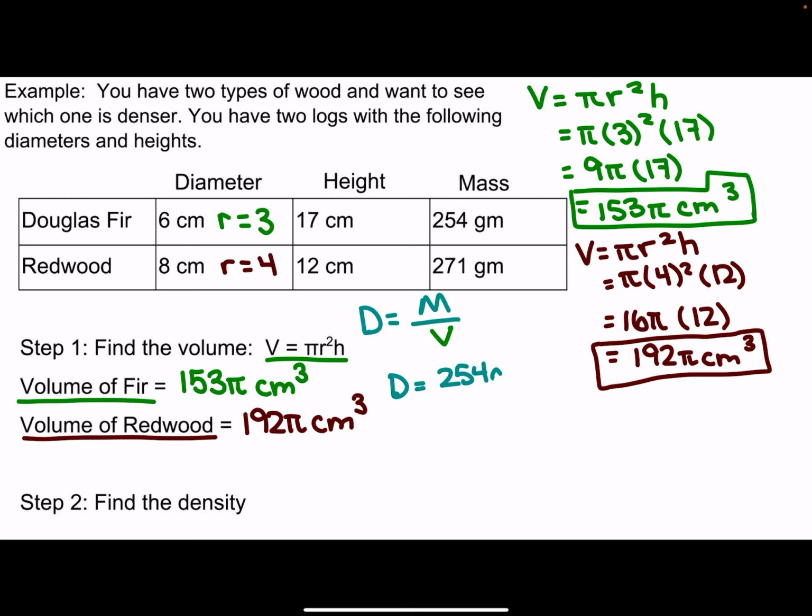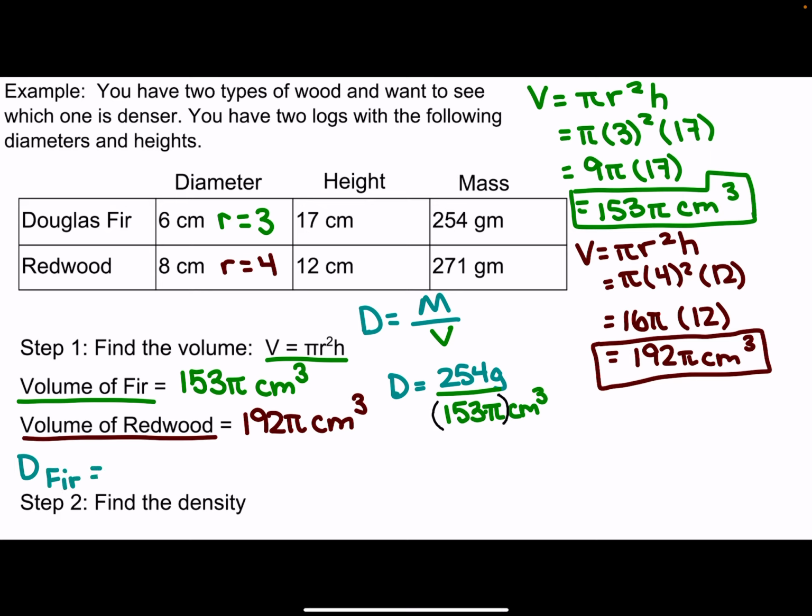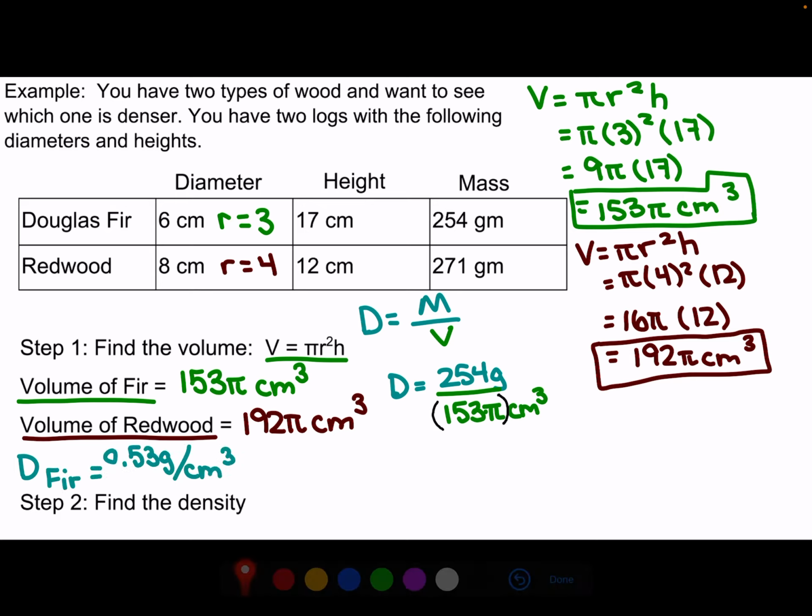Now, when you enter this into your calculator, make sure that you have parentheses around the 153 pi. Because if you don't, your calculator will do this wrong, and it'll do 254 divided by 153, and then multiply that by pi. But again, the 153 needs to be multiplied by pi first instead. If you enter that into your calculator, you should get 0.53 grams per centimeter cubed.